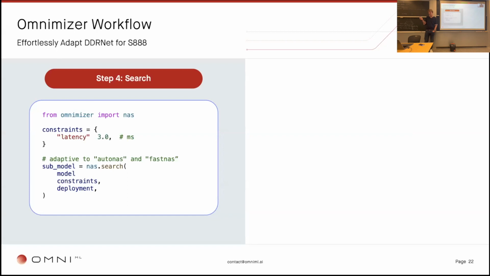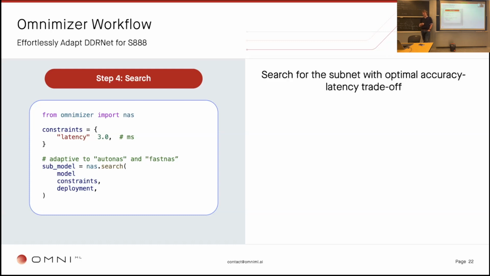Cool. And then the 4th step is essentially the post-training search, right? So now we have trained this collection of models, but we still need to pick one that will actually then run on the device. So for that, what we want to do is search for one that has an optimal accuracy-latency trade-off.